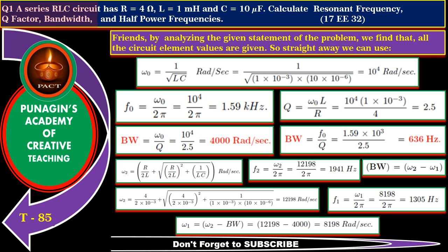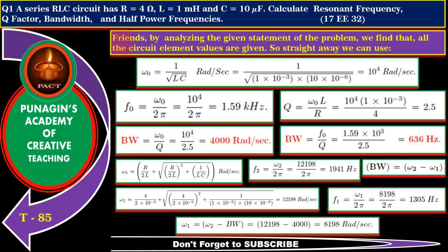Friends, first we shall solve question 1, which is easy and straightforward. It states a series RLC circuit has R is equal to 4 ohm, L is equal to 1 millihenries and C is equal to 10 microfarads. We are required to calculate resonant frequency, Q factor, bandwidth and half power frequencies.